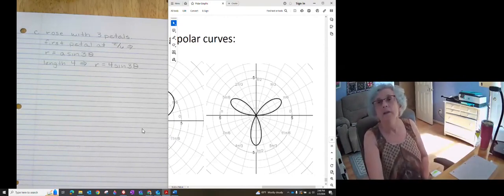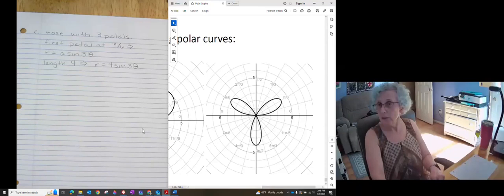So you've got lots of practice in your lab manual and your WebAssign. You can do this. These curves are fun to play with. Go forth and practice.